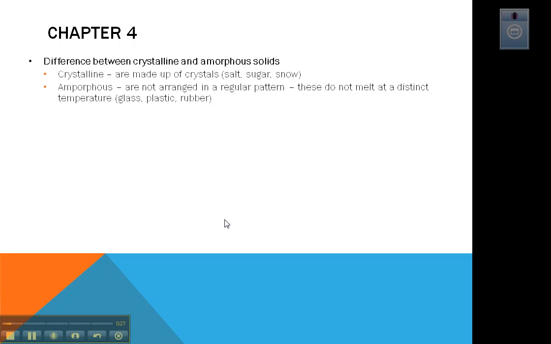Amorphous are not arranged in a regular pattern. These do not melt at a distinct temperature. They're not going to completely go from, like a crystalline, where they're going to evaporate. They're going to melt. They're going to become more of a liquid.